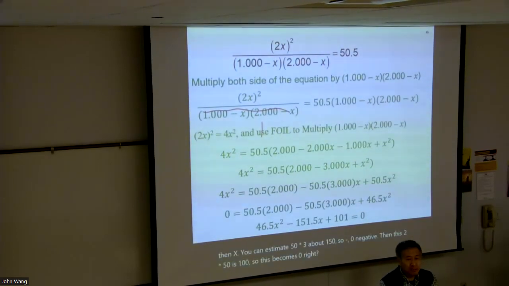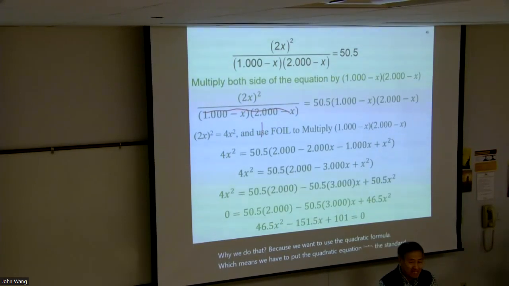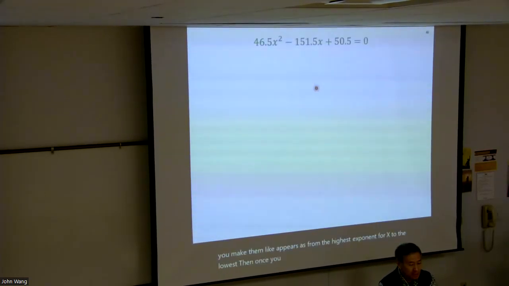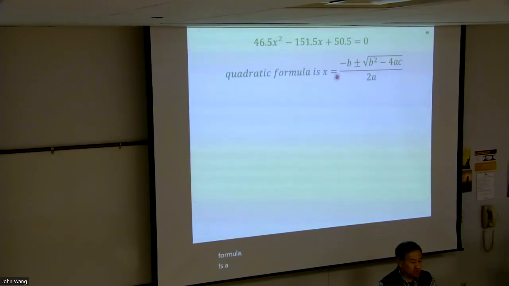Why do we do that? Because we want to use the quadratic formula, which means we have to put the quadratic equation into the standard form. The standard form for the quadratic equation has one side equal to zero, and all the other terms ordered from the highest exponent of x to the lowest. Then you can use the quadratic formula: x equals negative b plus or minus the square root of b squared minus 4ac, over 2a.